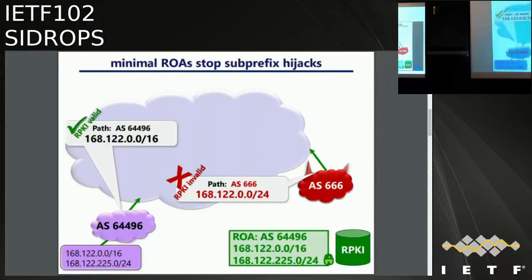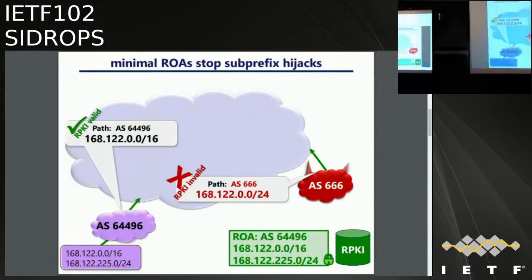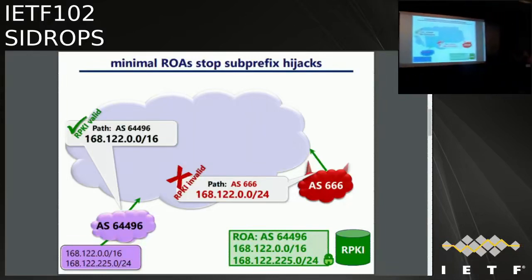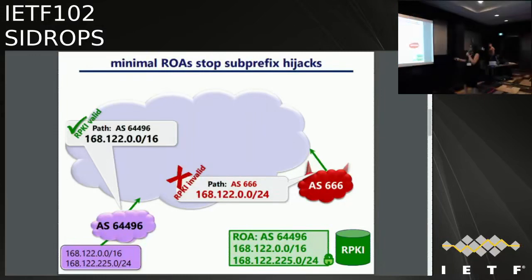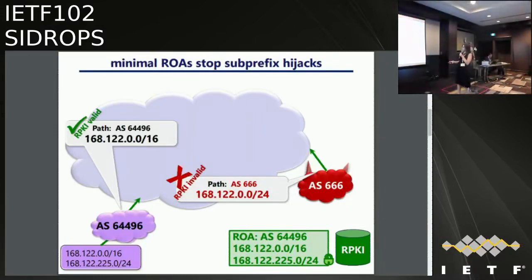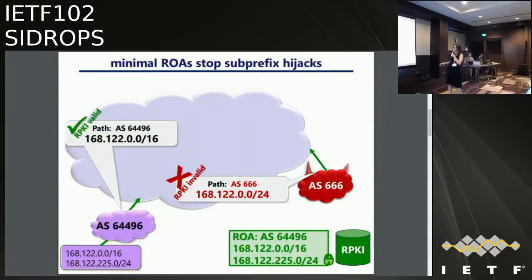So why are they awesome? Because they stop subprefix hijacks. In this case, we have our attacker over here, and what he wants to do is hijack a prefix that's unannounced by this AS. You can see these are the 2 prefixes he announces. The attacker is announcing 122.0.0/24. This prefix is unannounced. It's a sub-prefix of the /16.